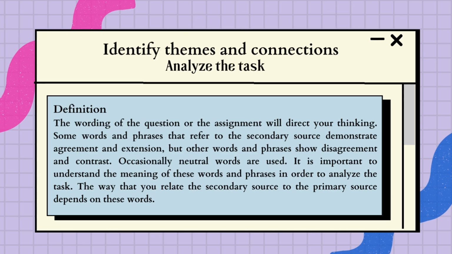Some words and phrases that refer to the secondary source demonstrate agreement and extension, but other words and phrases show disagreement and contrast. Occasionally, neutral words are used. It is important to understand the meaning of these words and phrases in order to analyze the task. The way that you relate the secondary source to the primary source depends on these words.